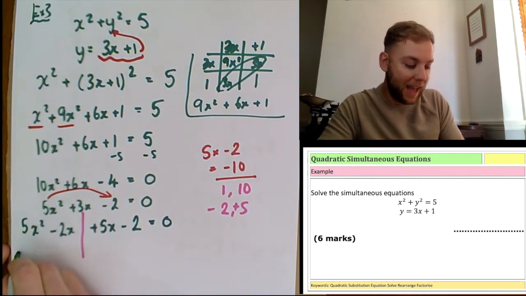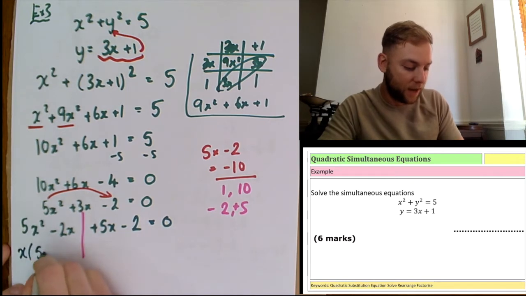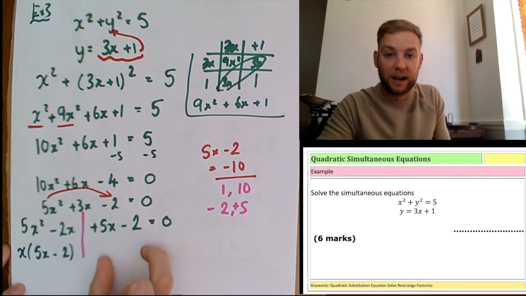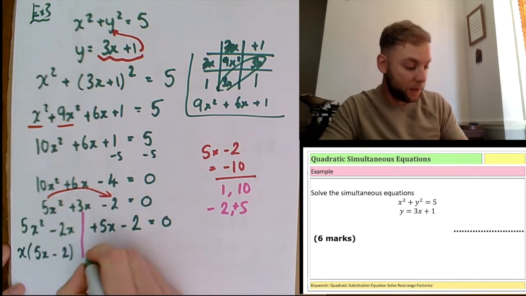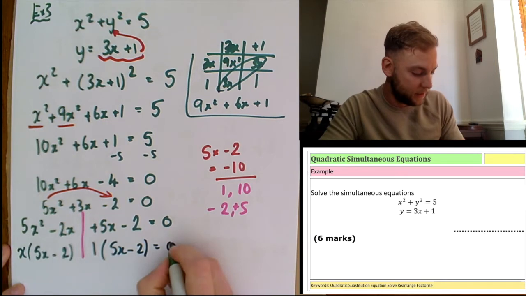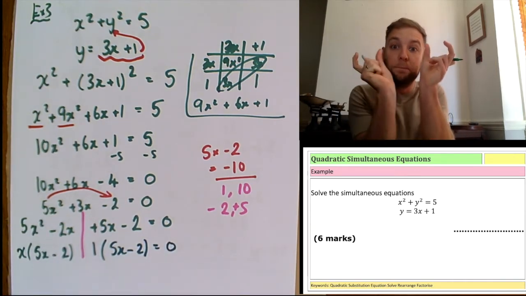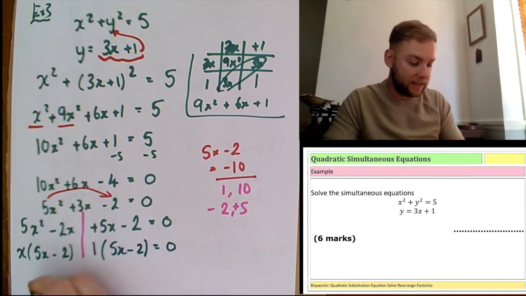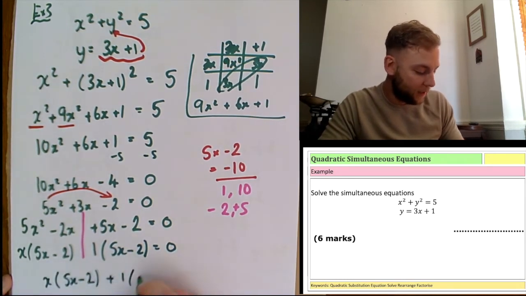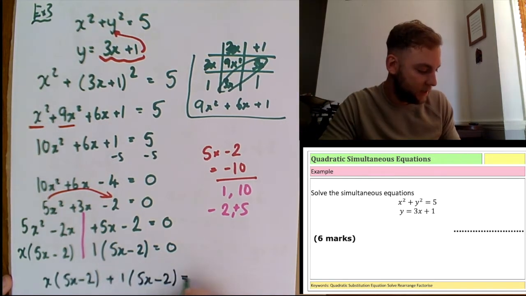So I'm going to take x out on this side, x bracket 5x minus 2. Now actually nothing comes out of this side, so the only thing I can take out is a 1. So 1 bracket 5x minus 2 is equal to 0. Okay, so I've got the same bracket on both sides here. So x bracket 5x minus 2 plus 1 bracket 5x minus 2 is equal to 0.